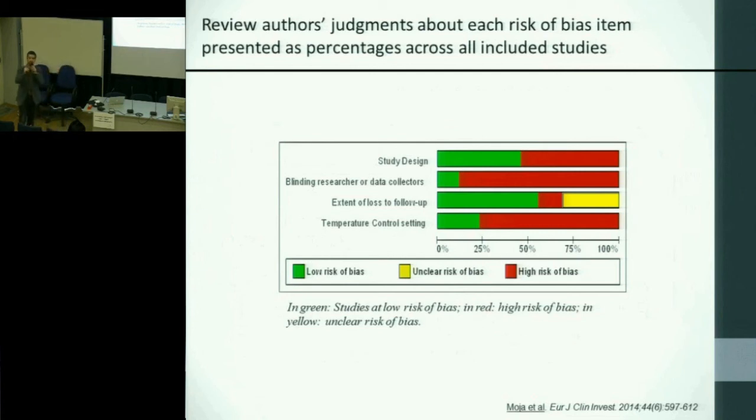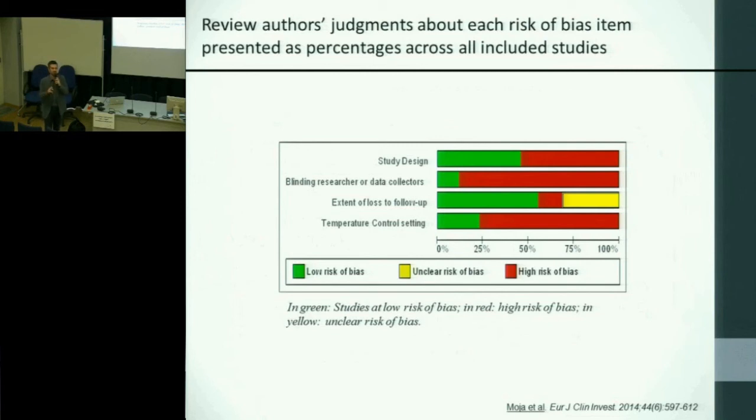And this is an important fact, because with animal studies it's pretty easy to randomize. So there should not be really any reason that prevents us from randomizing. This is the blinding of researchers or data collectors. This is the extent of loss to follow-up. What it means is that you can also have losses to follow-up in animal studies. What's an animal study that is lost?